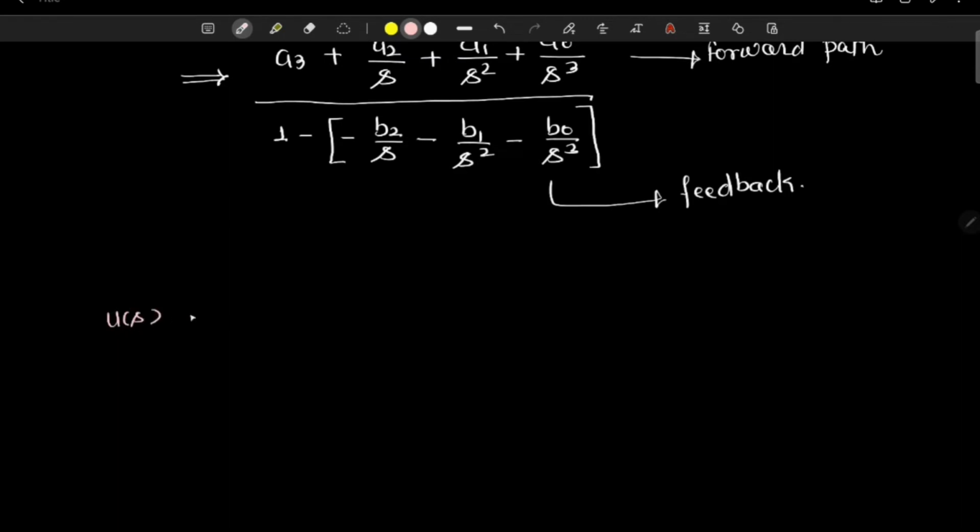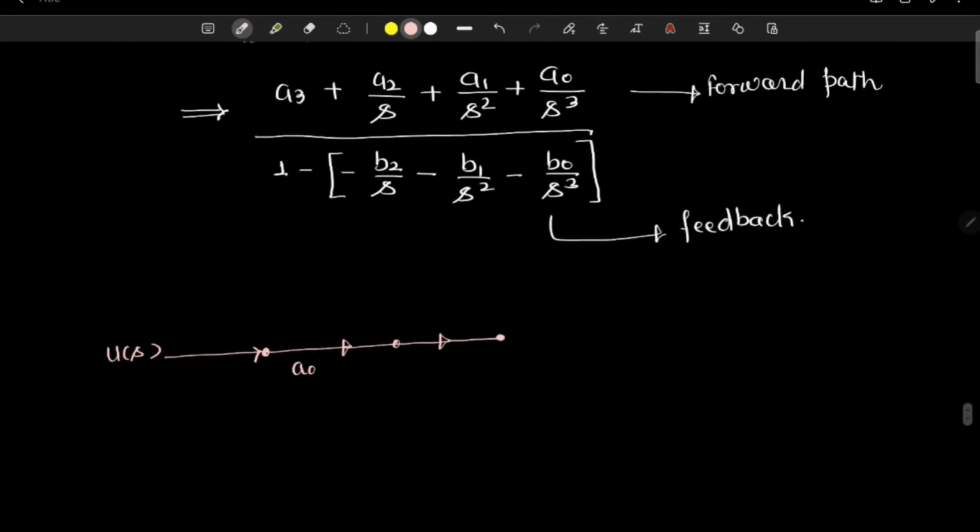This is U(s), and from here this will be a0, so this is a0 into 1 by s cube, right? Obviously we need to multiply 1 by s 3 times. So this will be 1 by s, 1 by s, and 1 by s. So a0 into 1 by s cube, and then we will get Y(s).